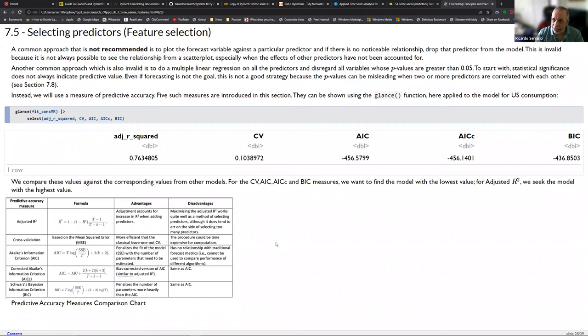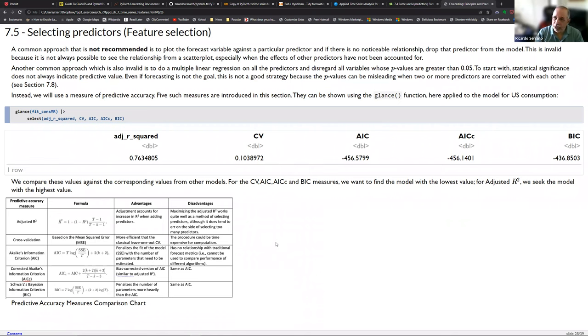Then we have cross-validation. What cross-validation does is a kind of leave-one-out validation. We run with the whole set, then leave one out, then incorporate it, leave out another, etc. The problem is that even though it's more efficient than the stepwise, it could be time consuming. If you don't have a powerful machine, it could take a while.